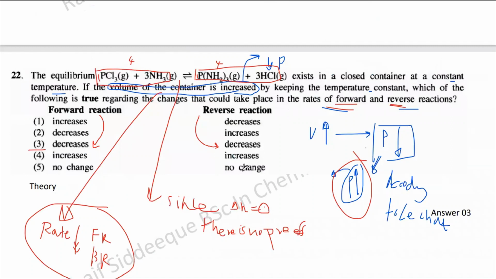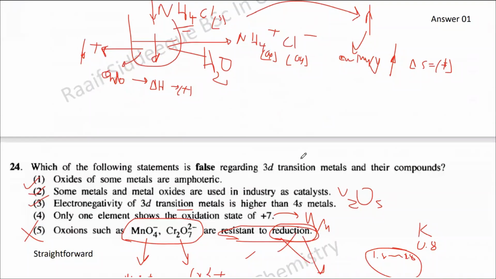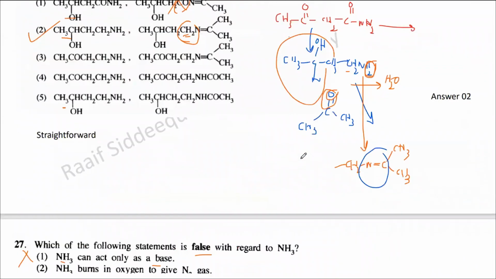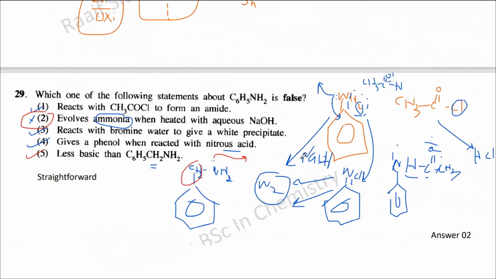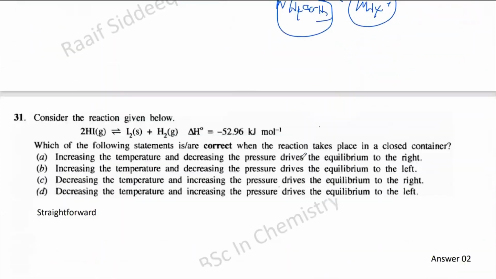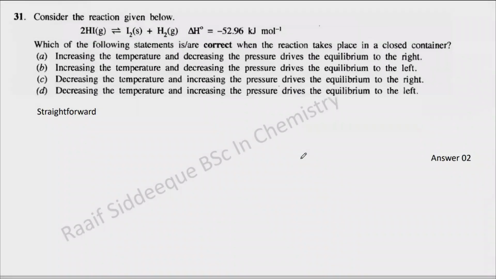And then from 20 to 30, this is very important, where when there is no pressure effect, when the volume is increased, the pressure is decreasing, making the collisions very low. The rate is decreasing for both the forward and reverse reaction. And others are very similar and simple questions. Okay, so we are done up to question number 30.